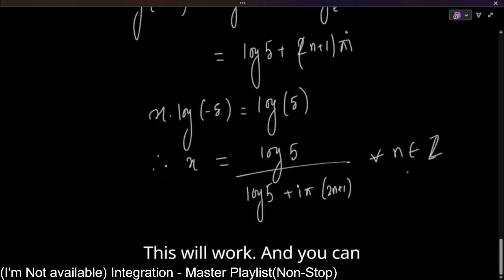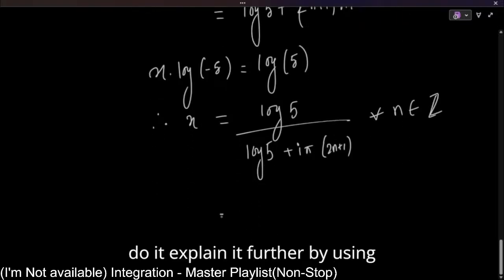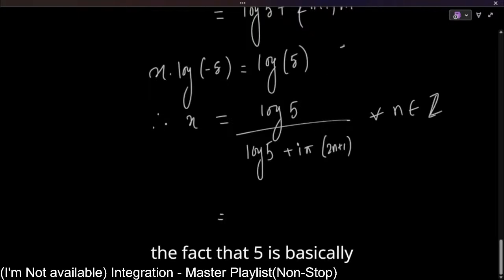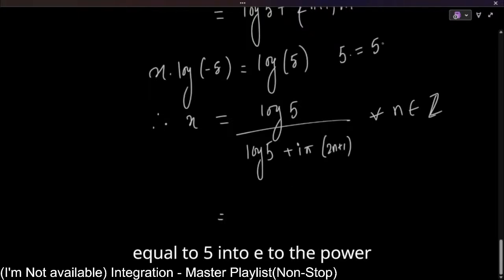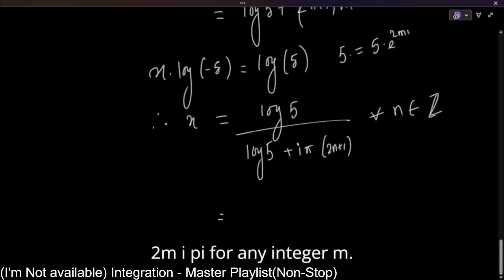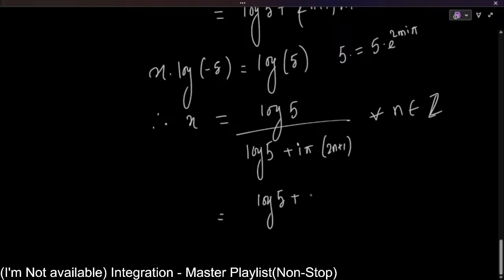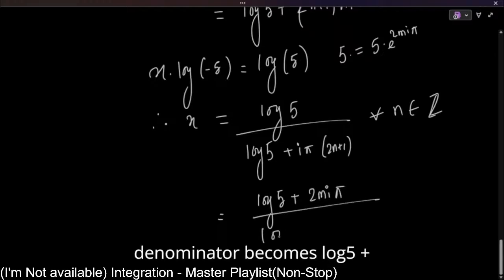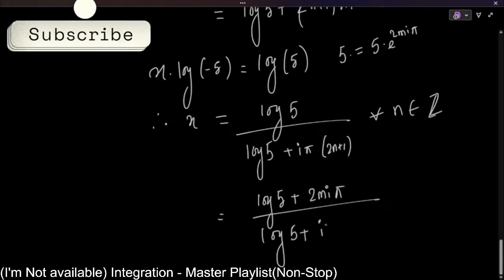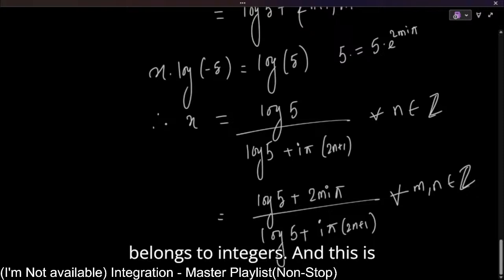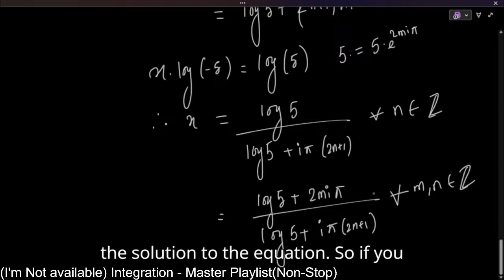This will work. And you can explain it further by using the fact that 5 is basically equal to 5 into e to the power 2m i pi for any integer m. So you can also write the same thing, and the numerator becomes log 5 plus 2m i pi, and then the denominator becomes log 5 plus i pi (2n plus 1) for all n belonging to integers. And this is the solution to the equation.